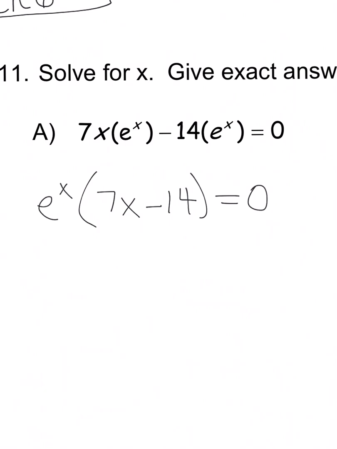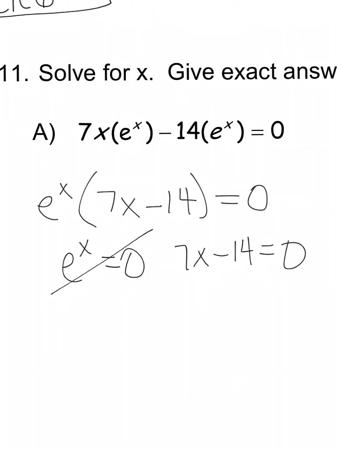And now we see, since it's set equal to 0, which is nice for us, we can set both of these equal to 0 using the zero product property. e to the x equals 0, our first one. That's not possible. e to the x has to be greater than 0. And then we have 7x minus 14, and we solve for x by adding over 14, dividing by 7, and we get x equals 2.